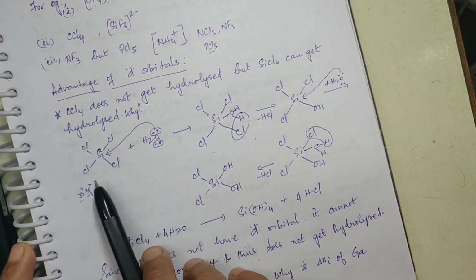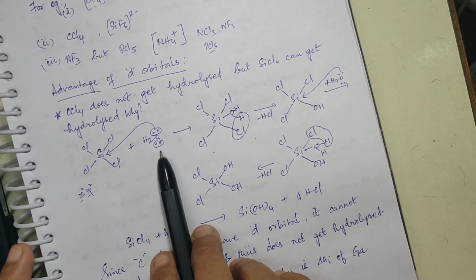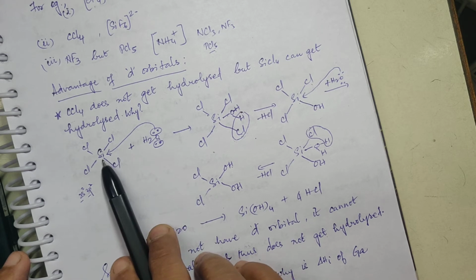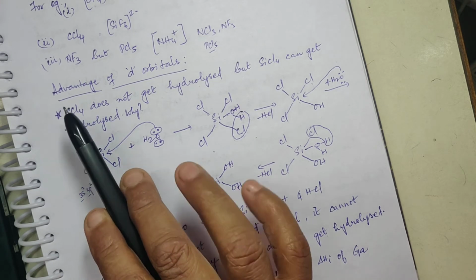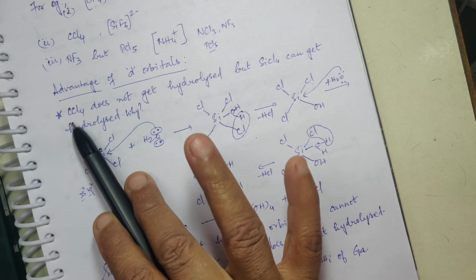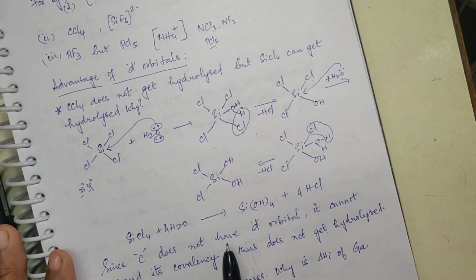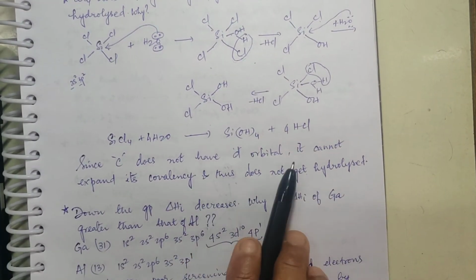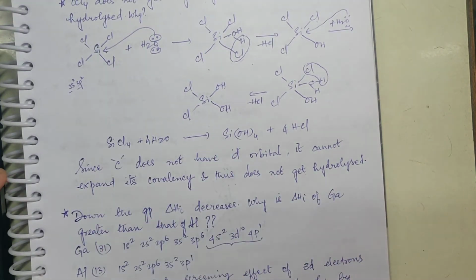So what you have to say, because of the presence of empty d orbital in silicon, the lone pair of electron on oxygen of water can get associated by expanding its covalency due to availability of empty d orbital, right? Whereas in the case of carbon, since d orbitals are absent, they are not present, it cannot expand its covalency and it will not get hydrolyzed. This is the reason. Since carbon does not have d orbital, it cannot expand its covalency and thus does not get hydrolyzed, whereas silicon has.